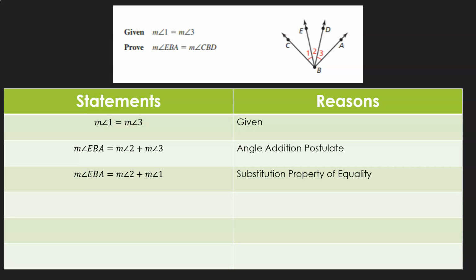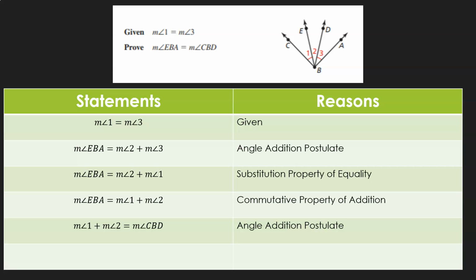So measure of angle 2 plus measure of angle 1 still equals EBA, and this time I replaced it, substitution property of equality. Think about it. When a teacher's not here, they're replaced by a substitute. So when you're replacing something, it's substitution. Then I just rewrote the order, so I used the commutative property of addition. Remember, order is commutative because, just like driving cars to work, the order you go in on the freeway doesn't matter. It just matters that you get to work.